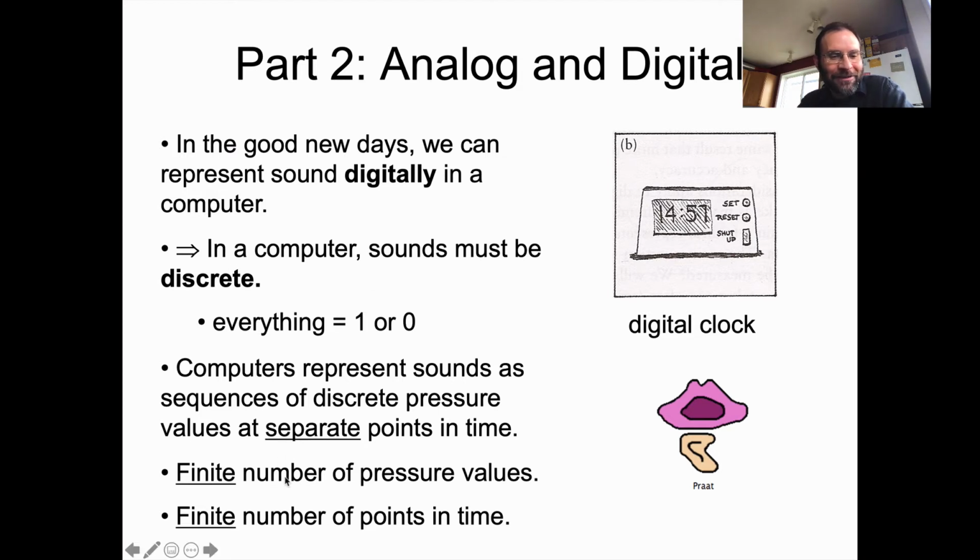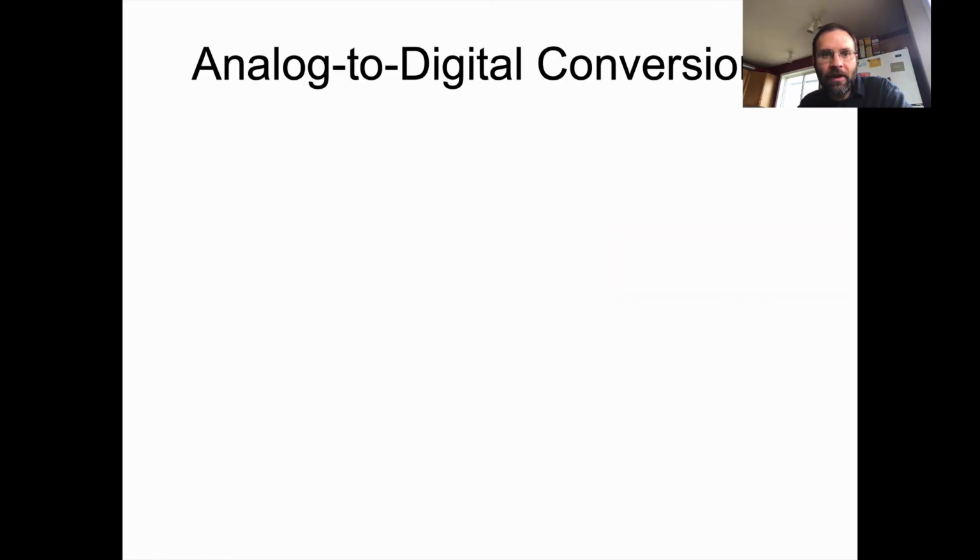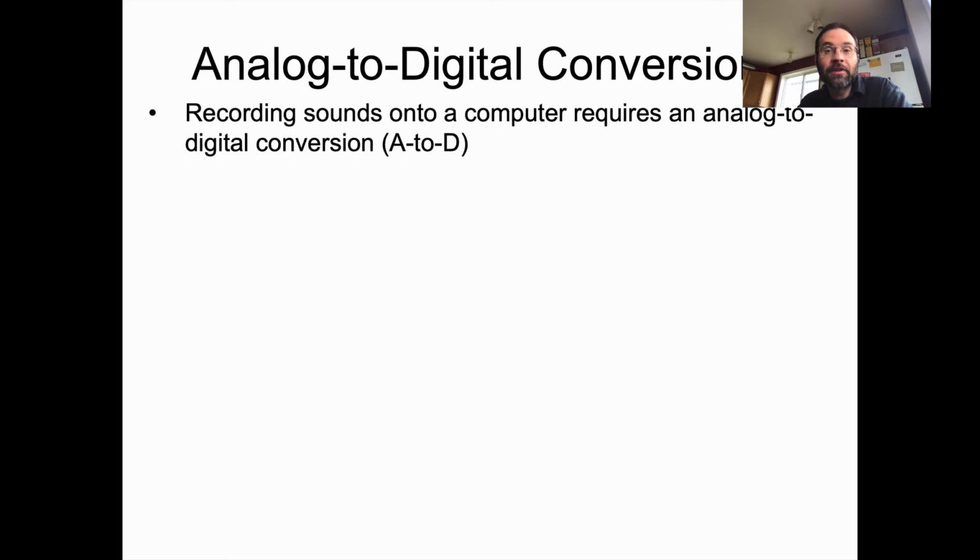We can have the best of technology at our fingertips, and what we get out of this, like I said, is discrete pressure values at separate points in time, using a finite number of pressure values and a finite number of points in time. One of the reasons is that your computer is not an infinite machine. It can't store all the possible values of the world in it. It's got its own limitations. Thankfully, computers are powerful enough nowadays that these limitations don't have that much of an effect on what we can do. But there are some.